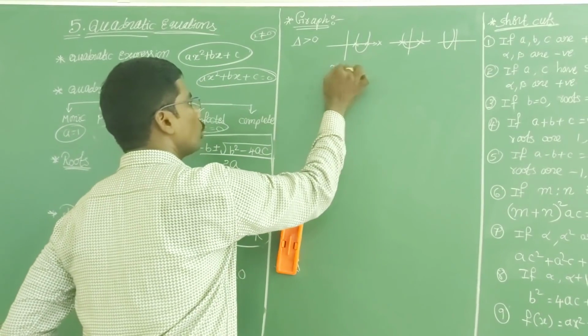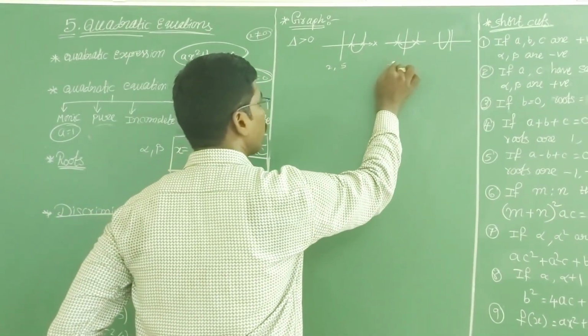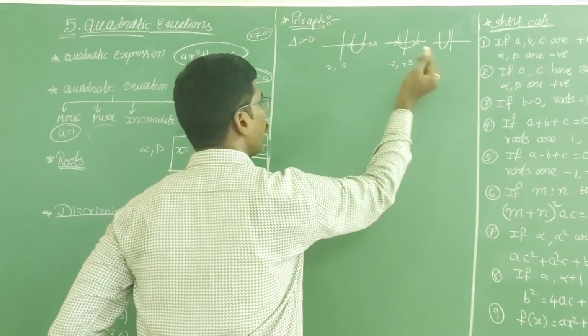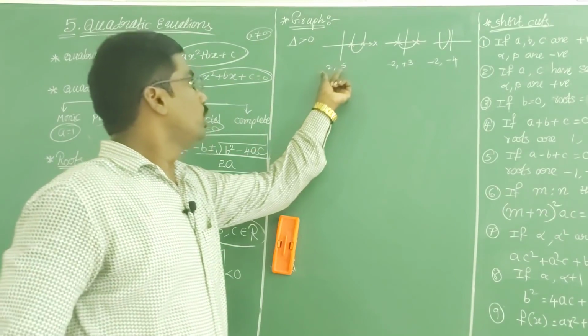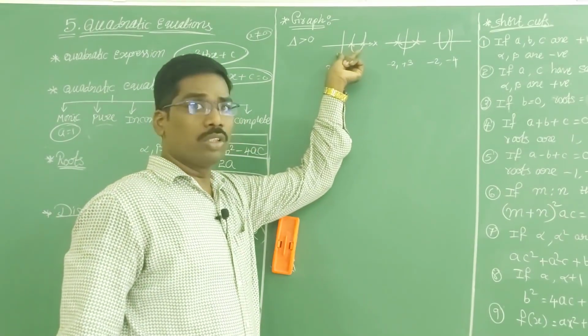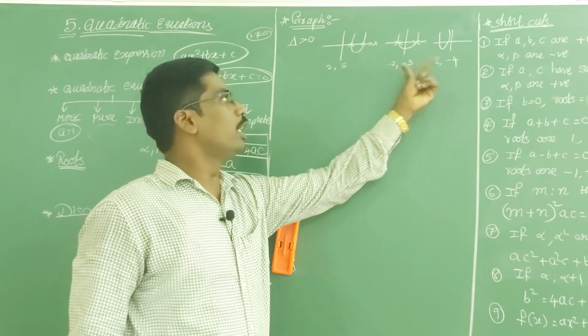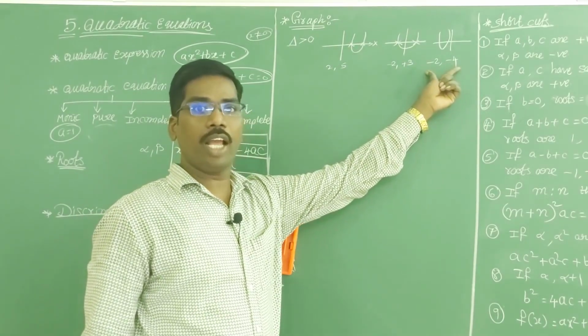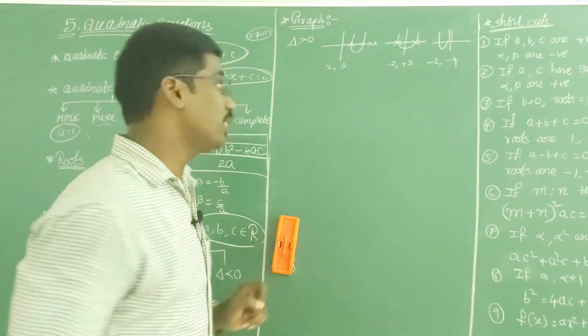Here we can say that 2 comma 5 are the roots. Here, minus 2 comma plus 3. Here, minus 2 comma minus 4. See here, these two roots are positive, real and unequal. These two roots are opposite, real and unequal. These two roots are negative, real and unequal. All roots are real and unequal because delta is greater than 0. First condition.